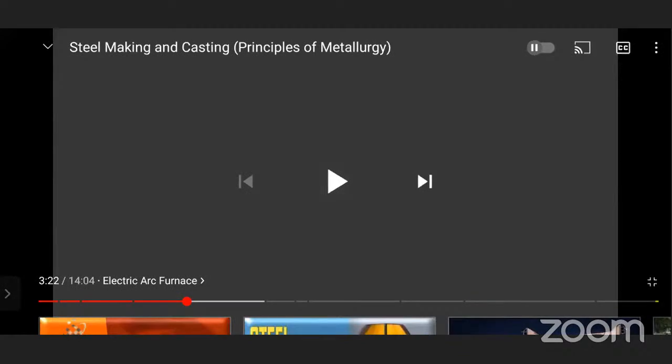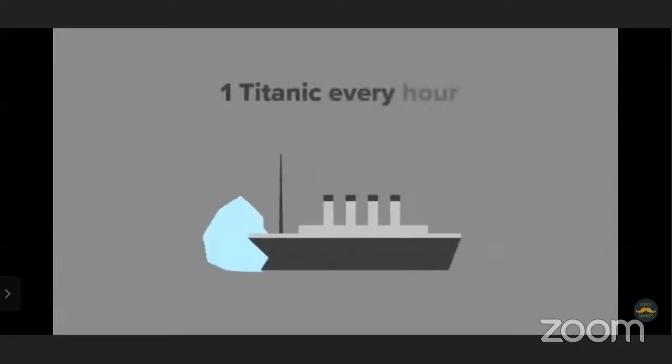Before we look at secondary steel making, another process for producing steel is the electric arc furnace. So we can also use the electric arc furnace for producing steel. The electric arc furnace accounts for the majority of the remaining steel production and produces around 400 megatons per year worldwide. That's the equivalent of melting down one Titanic every hour.